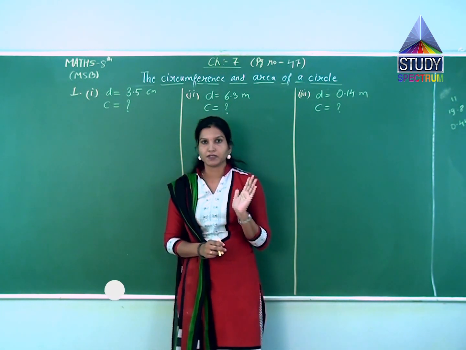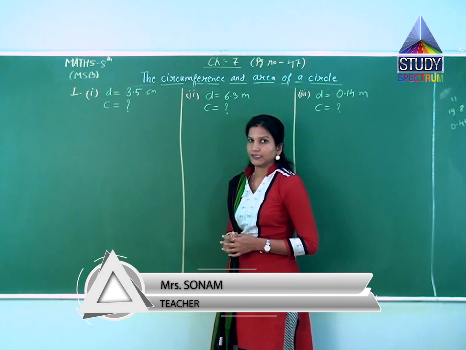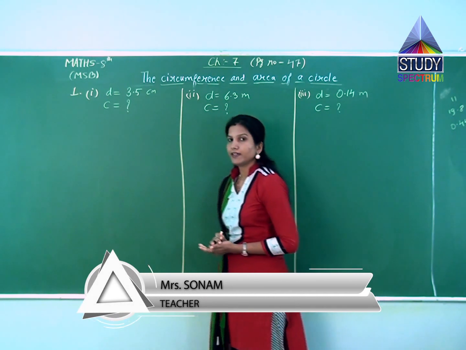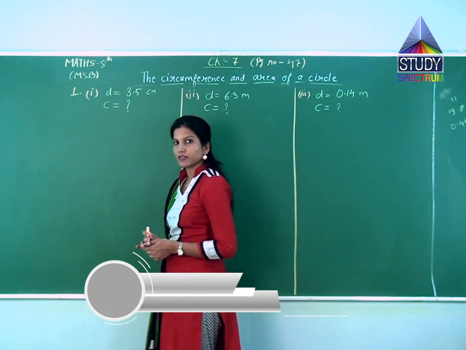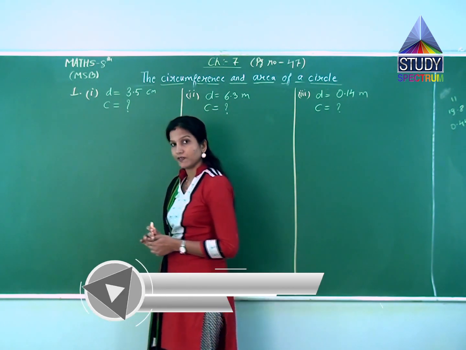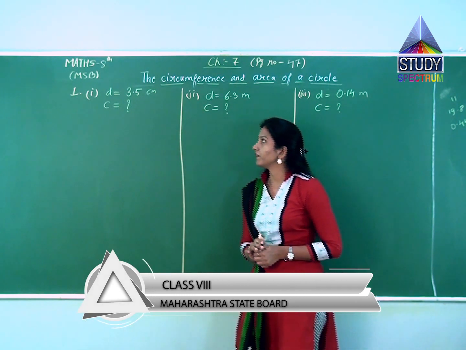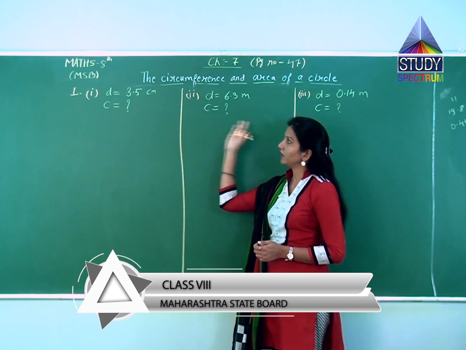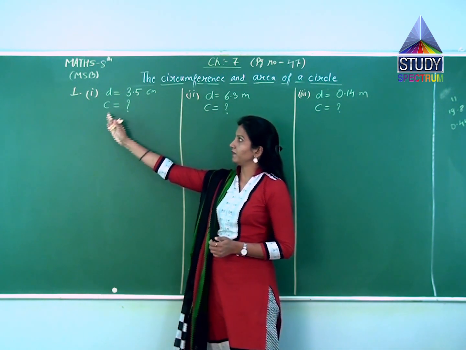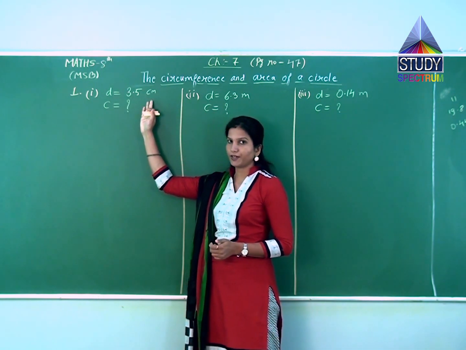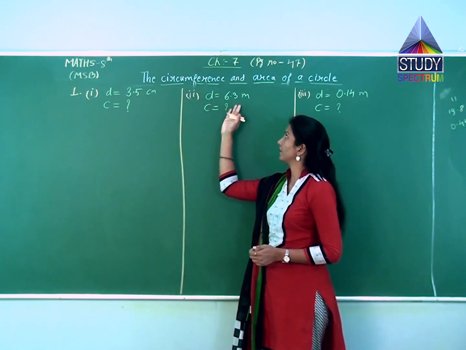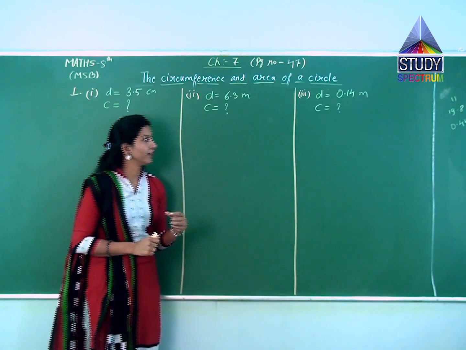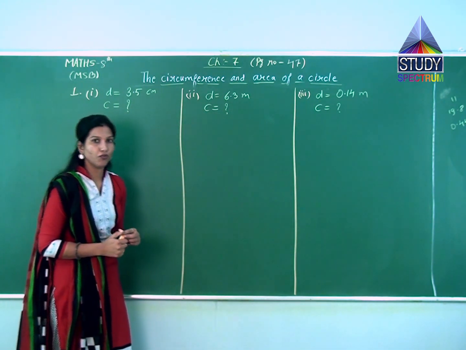After solving the examples, we will move to our exercise. And question number 1 of the exercise says, find the circumferences of the circles with their diameters given below. Means we have been given the diameters in all three parts of the question. In the first part, the diameter is 3.5 centimeter. In the next part, the diameter is 6.3 meters. And in the last part, the diameter is 0.14 meter.